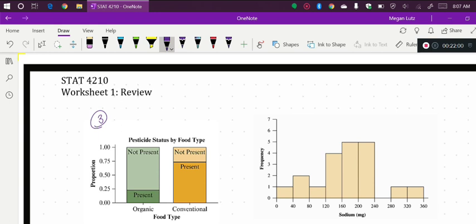Now we have plot 3. Interpret this plot. What kind of plot is it? What is or are the explanatory and response variables? What kind of variables are they? And describe the distribution. In this case, we have a segmented or stacked bar chart.